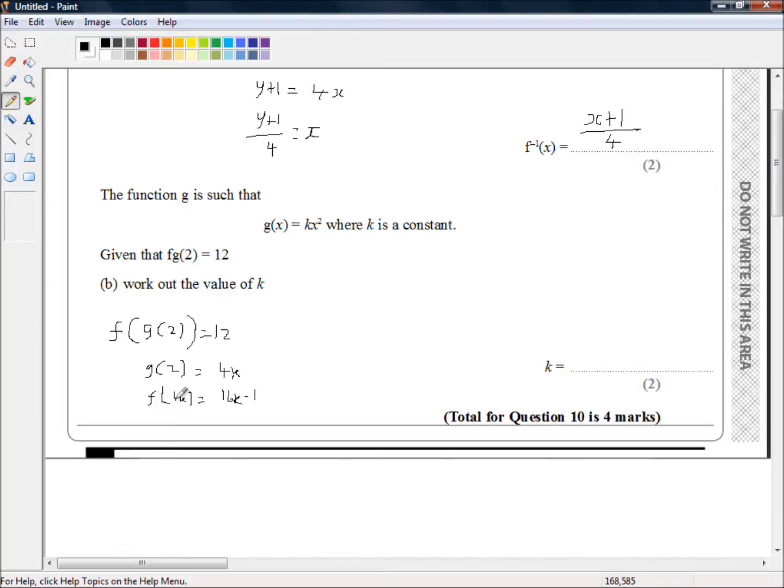So we know that this is equal to 12, because this is f of g of 2. So 12 is equal to 16k minus 1. So taking the 1 over, so we're adding 1 to both sides, 12 plus 1 is equal to 16k. In other words, 13 is equal to 16k. Dividing both sides by 16, 13 over 16 is equal to k, and therefore k is equal to 13 over 16.